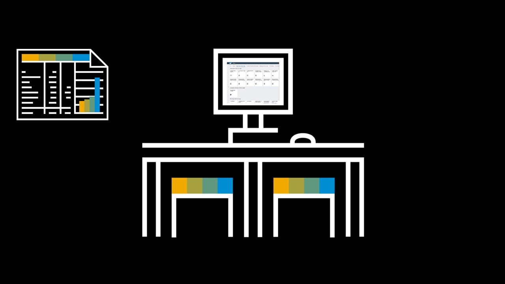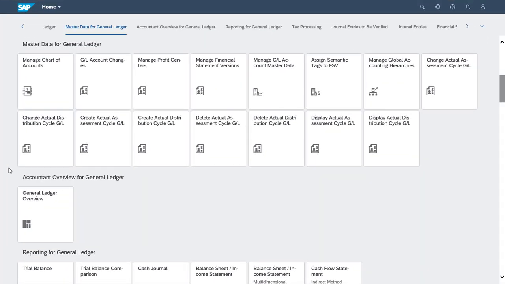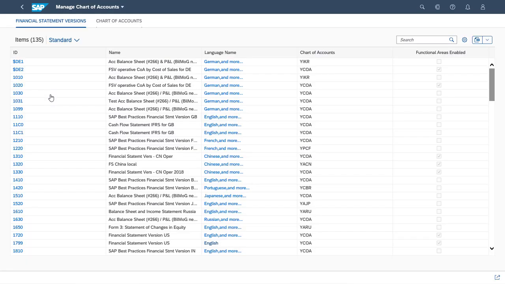Want to look at the structure of your financial statement versions or view a list of accounts that are assigned to certain company codes? Then open the Manage Chart of Accounts app on your SAP Fiori Launchpad and get started.